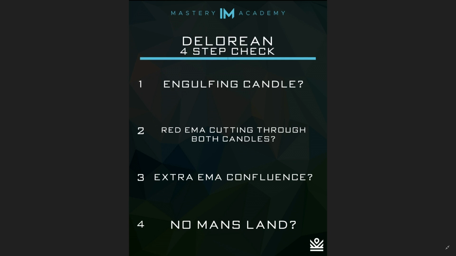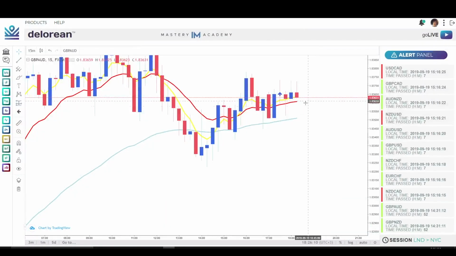Now, before we move on, I just want you to write these down or take a picture so that when we're on the charts, you know exactly what I'm talking about. These are the 4 questions that I ask myself, and if I get the correct answers for all 4 of these, then I execute the position. So with that said, let's go back over to Delorean.